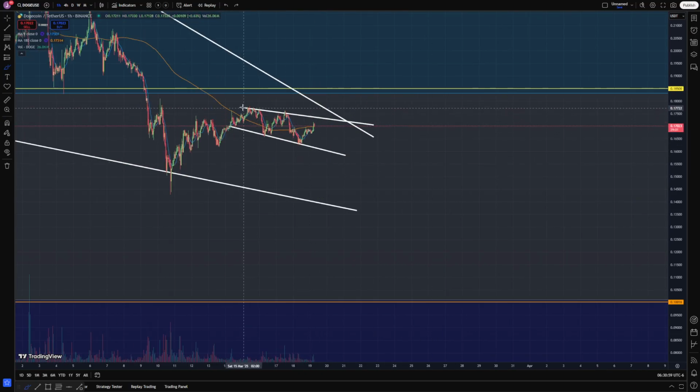Like we have these two lines. If we break it going up or break it going down, then that's a signal that we might be going in either of those directions. And that's what I'm looking at just in the shorter time frame.